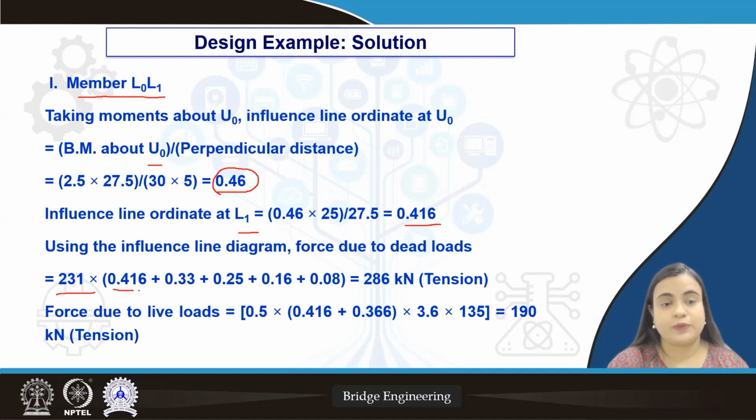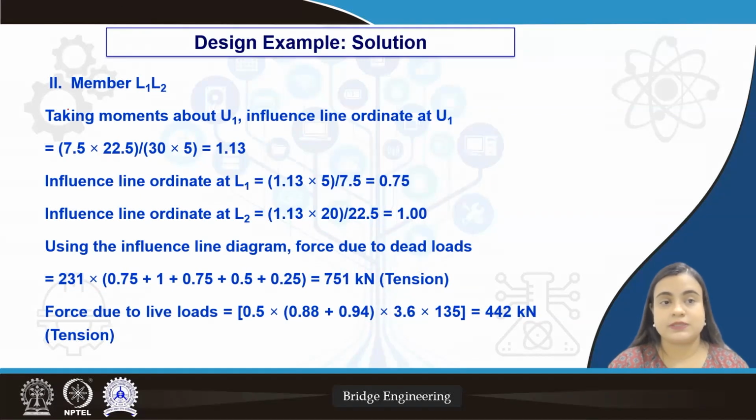Using the influence line diagram, the force due to dead loads will be 231 times 0.416 plus 0.33 plus 0.25 plus 0.16 plus 0.08, that is equal to 286 kilonewton in tension. So the force due to live loads can be obtained as 0.5 times 0.416 plus 0.366, that is to be multiplied by 3.6 times 135, that is equal to 190 kilonewton in tension.